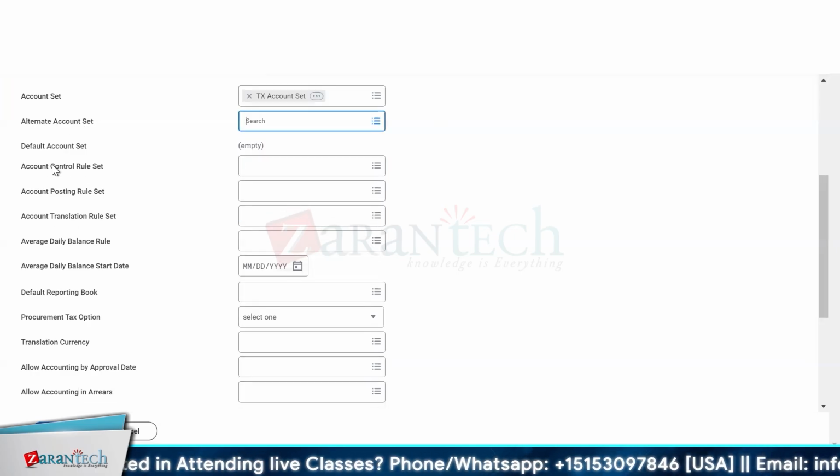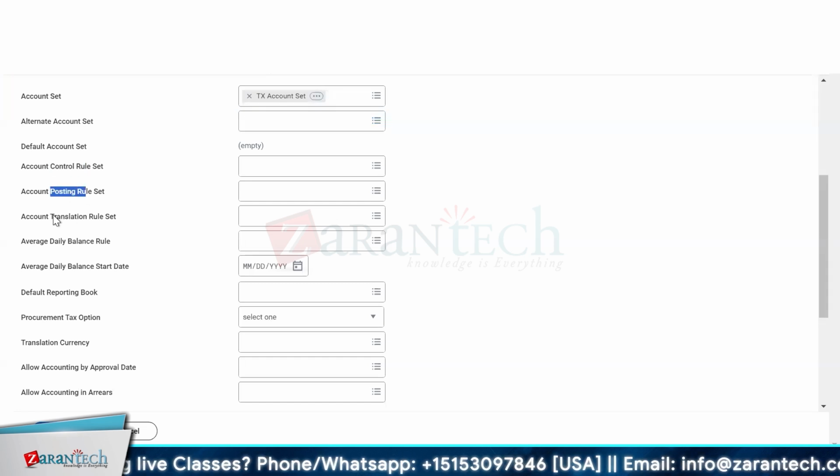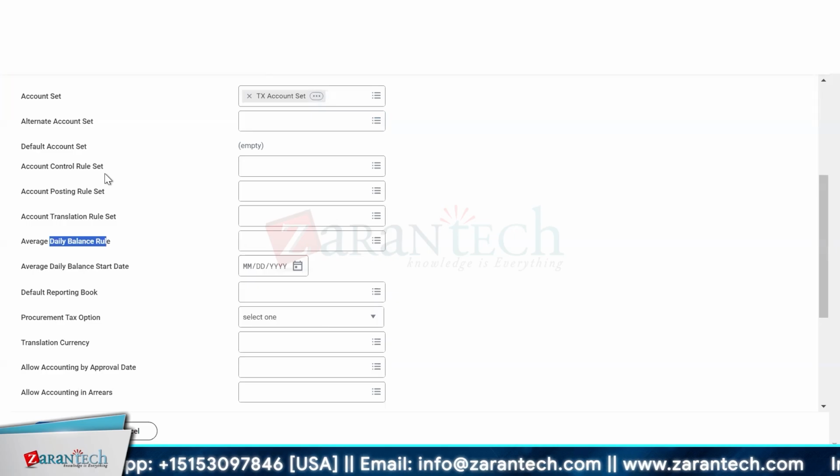Then there are certain rules. We will discuss those rules: control rules, posting rules, translation rules, and daily balance rules. These rules we will discuss in our GL activity. I am parking this one as well. We will discuss it in detail later.